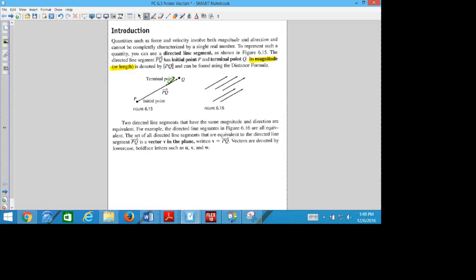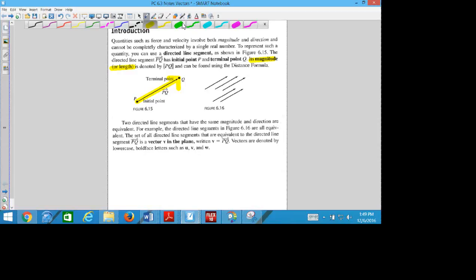So vectors look kind of like a ray that you learned about in geometry. It has an initial point and a terminal point. It tells you which direction it is going, and then the magnitude is how long it is.